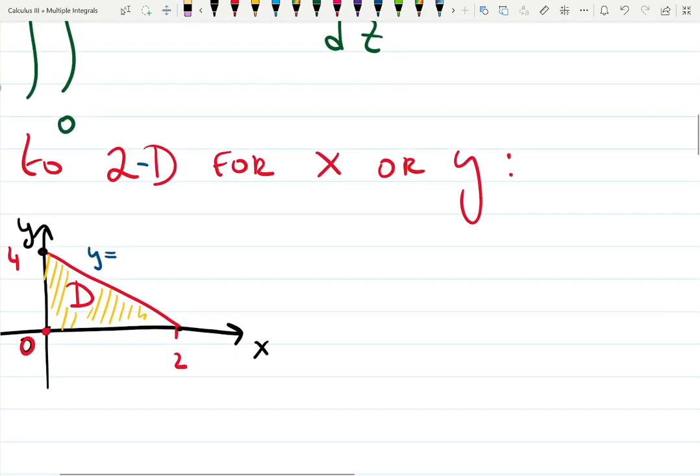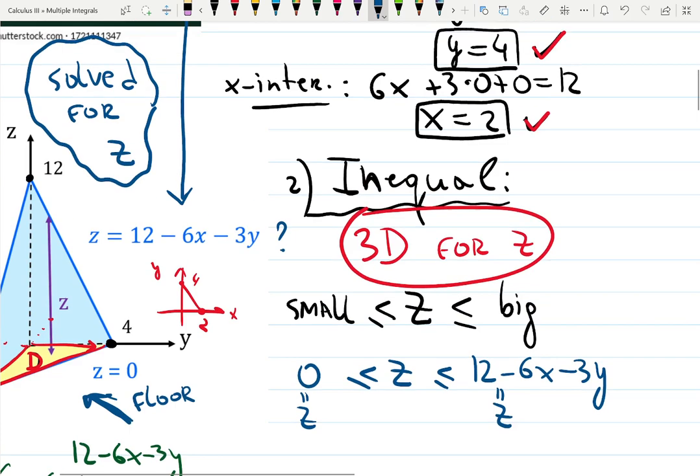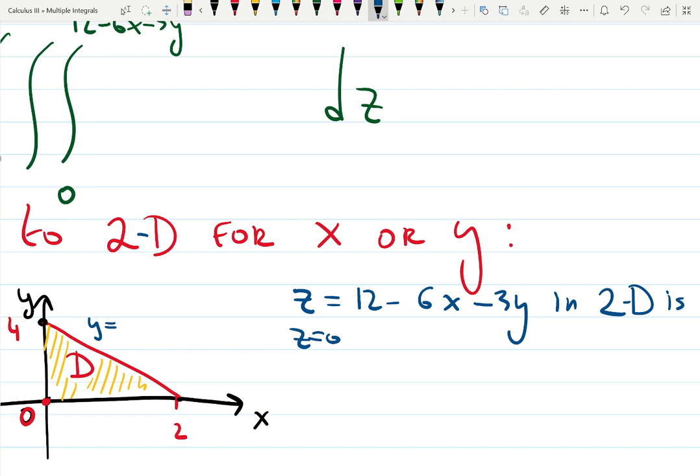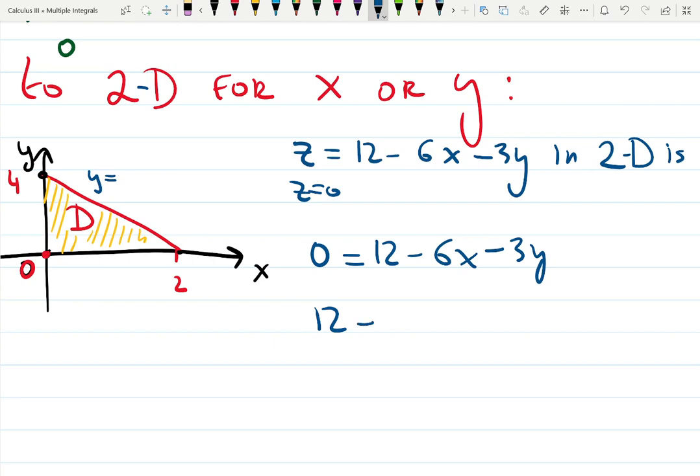So I'm taking my z equals 12 minus 6x minus 3y, and in 2D, guess what? Z is 0. So you're literally collapsing the 3D object to the floor. You're dropping the glass on the floor if it was like a wall. So it becomes 0 equals 12 minus 6x minus 3y. Simplify: 12 equals, let's not do it like this.